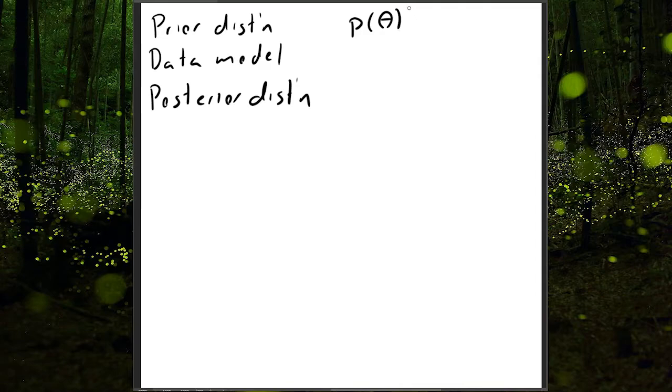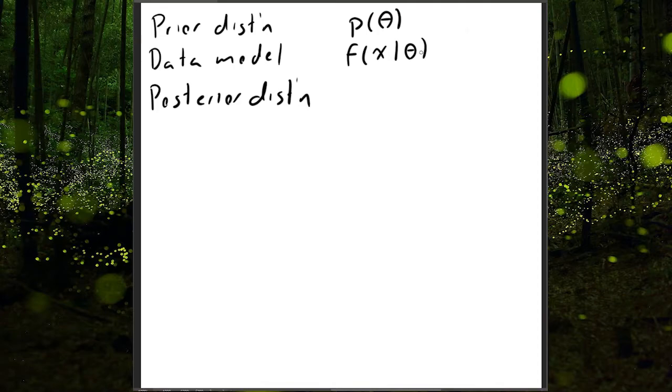Now, in the past, we've used f as our letter for distribution functions, for PDFs, PMFs. Here I'm using p, and this will be a little clearer when I discuss conjugacy in a little bit. But for now, just stick with me. Prior distribution is going to be a function p of theta, which is a PDF. My data model is going to be f of x given theta.